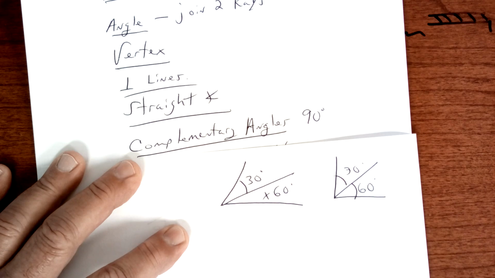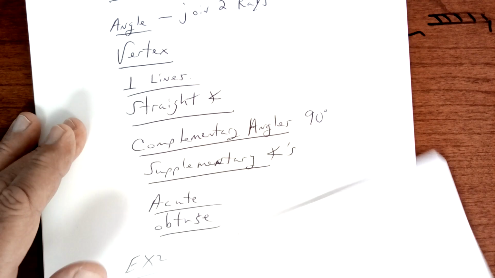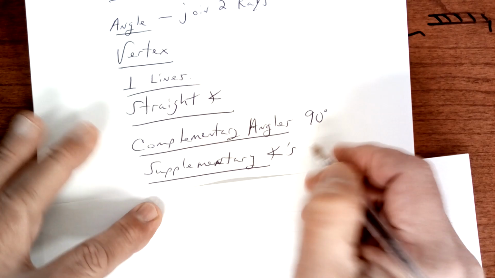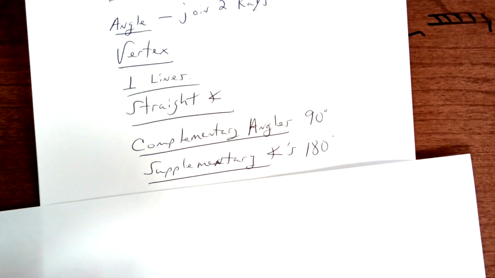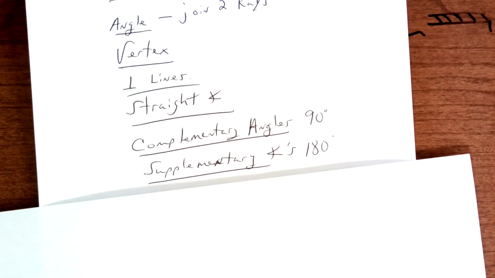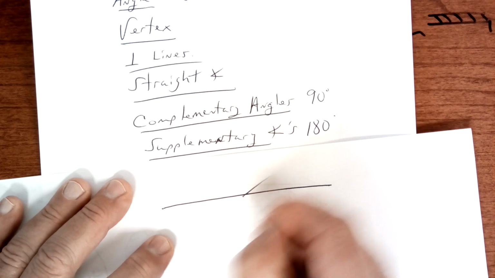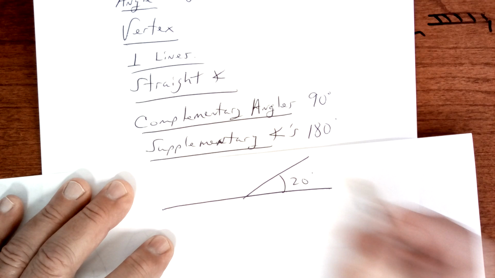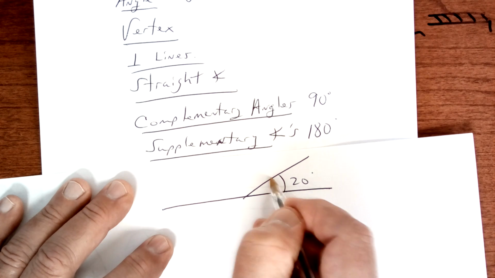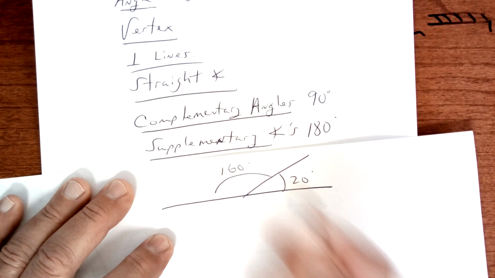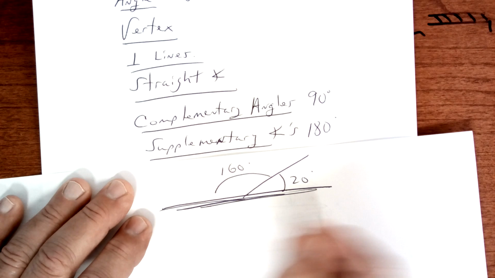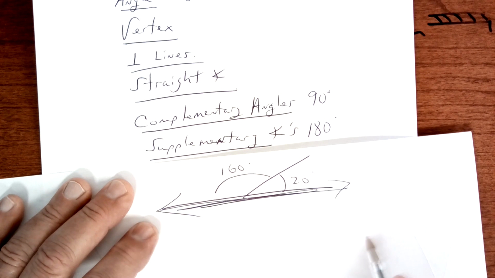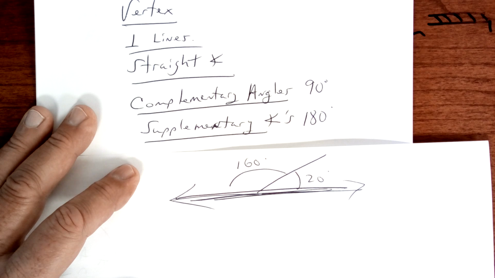And those are complementary. Supplementary means they add up to 180. Superman, it's bigger. Say it to yourself. Superman is the bigger one. Supplementary. So if this angle right here is 20 degrees and they're supplementary, this one would have to be 160 because it has to add up to a line. And every line, called a straight angle, is 180 degrees.